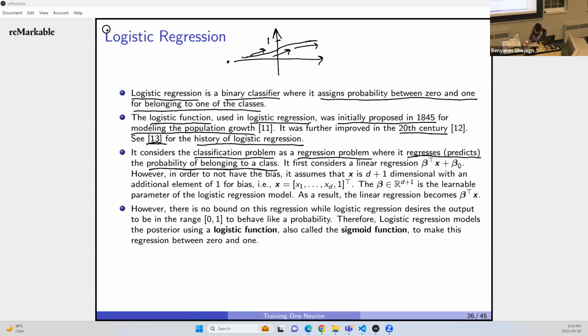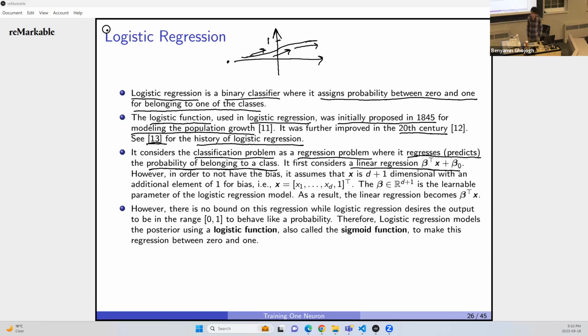It first considers a linear regression, beta transpose x plus beta 0. So when I say assume I want to design, whenever you want to learn an algorithm, assume you are the designer of the algorithm. So assume I want to design the logistic regression. I want to regress, right? The simplest way to regress is a linear regression. Let's start with the simplest. So let's use beta transpose x plus beta 0. This is a linear function, right? Whose parameters are beta and beta 0.